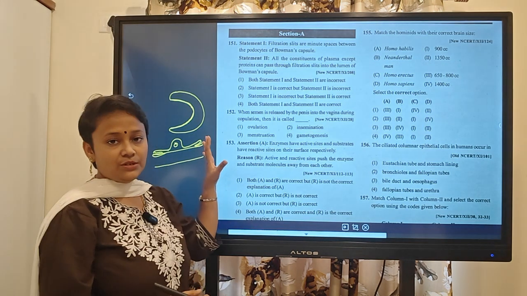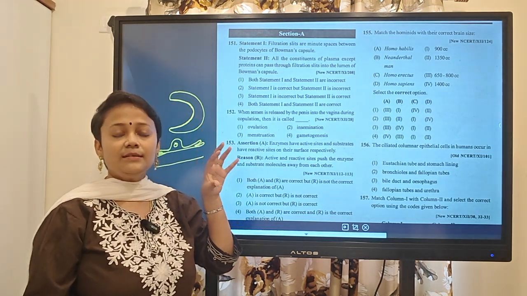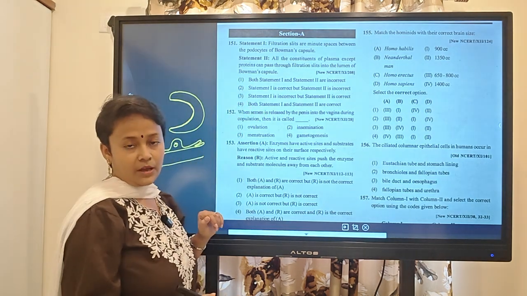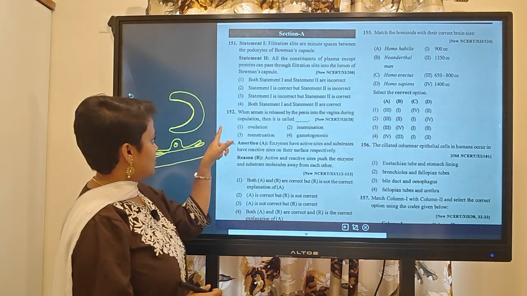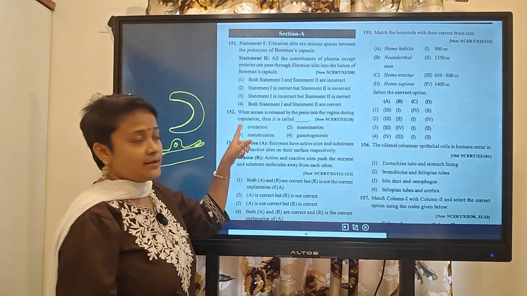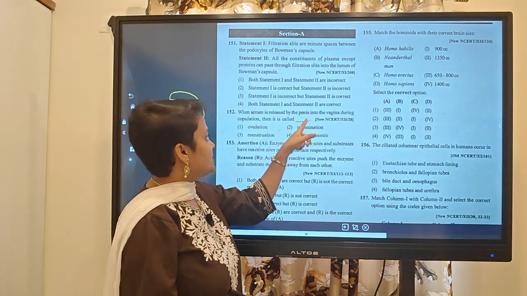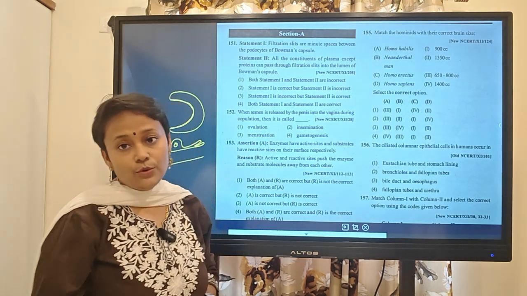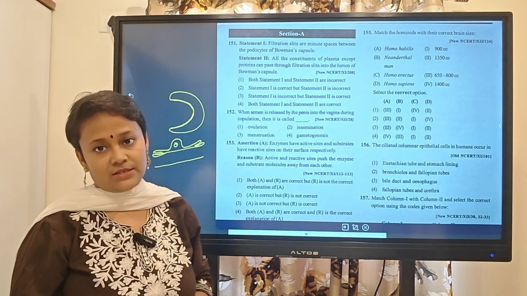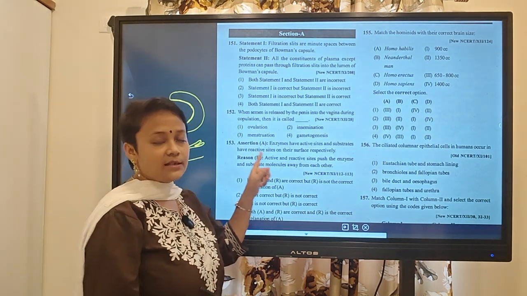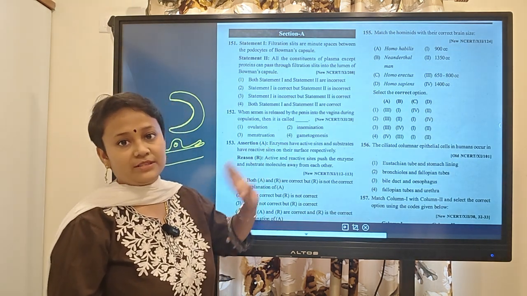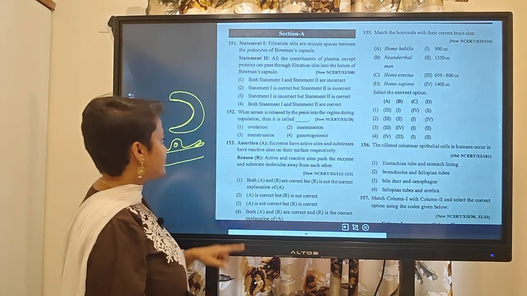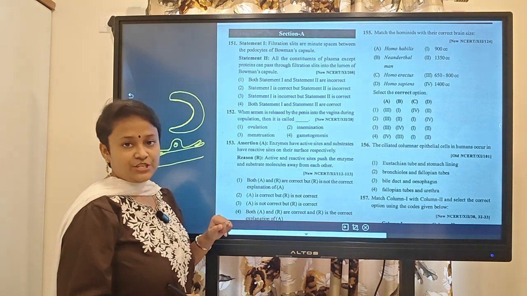So it's a good revision of this part, meaning filtration slit and Bowman's capsule and the ultrafiltration. Coming to 152. When the semen is released by the penis into the vagina during copulation, then it is called. We know the definition of insemination. It is nothing but the release of semen by the penis into the vagina. So the answer will be insemination, right? 153, question number. Next question.